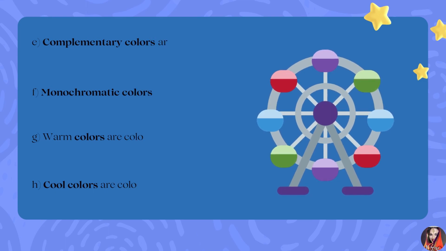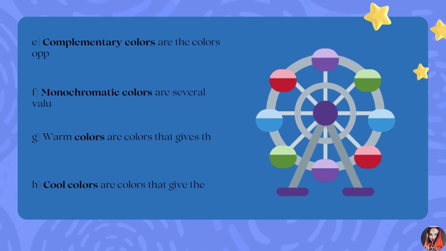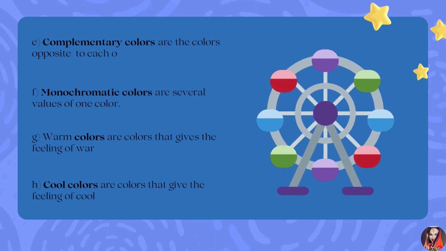Complementary colors are the colors that are opposite to each other based on the color wheel. Examples of complementary colors are red and green, blue and orange, and purple and yellow. Monochromatic colors are several values of one color.